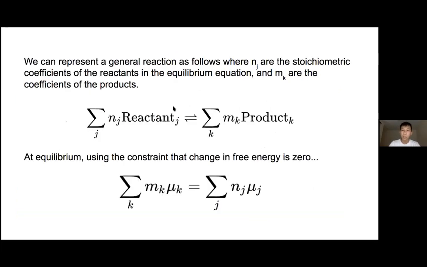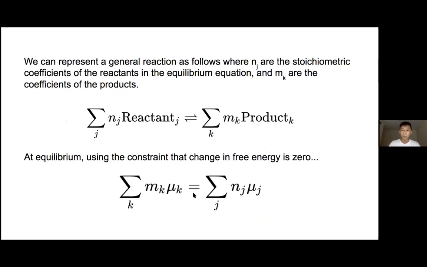So first, we can simply express an arbitrary reaction, right? So all your reactants with their stoichiometric coefficients added together in equilibrium with all your product species and their stoichiometric coefficients added together. It's just a fancy notation to generalize everything and make it more concise.